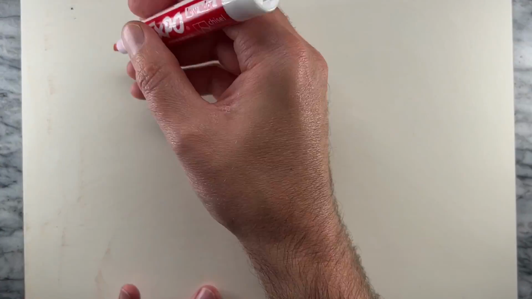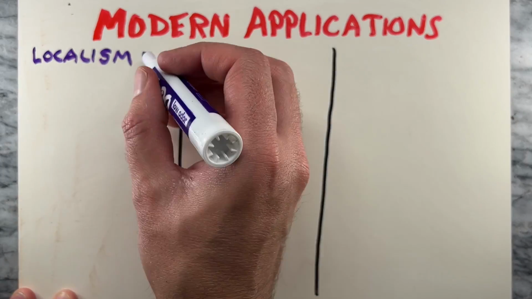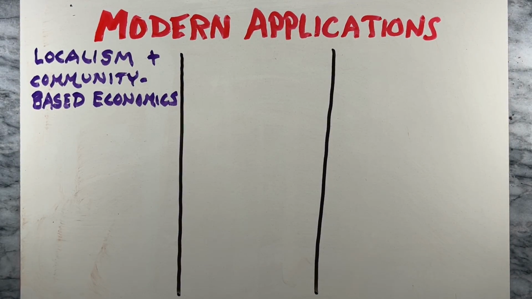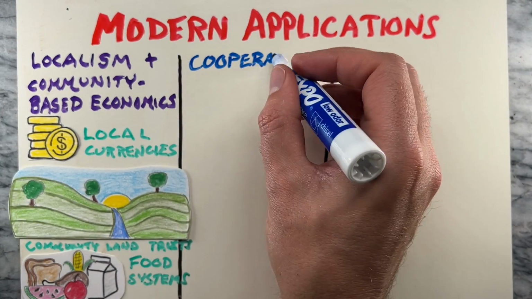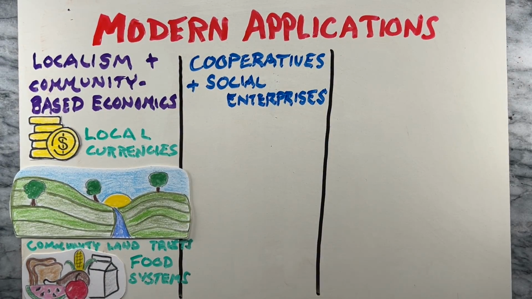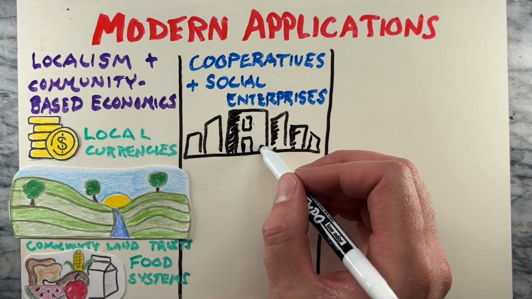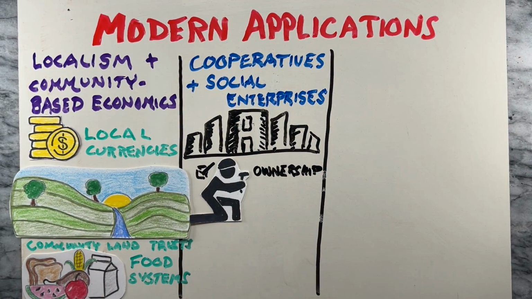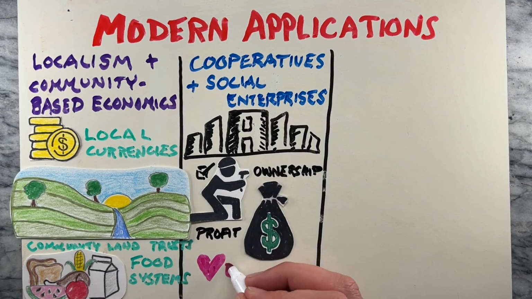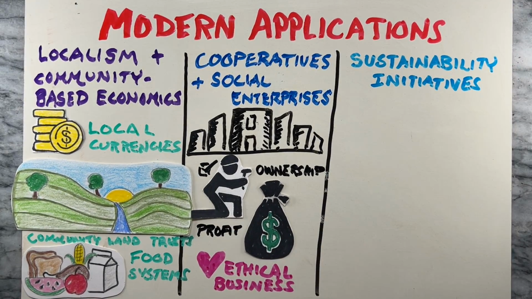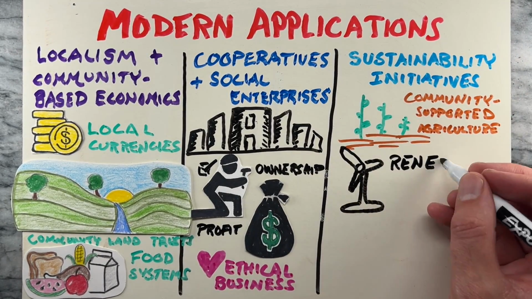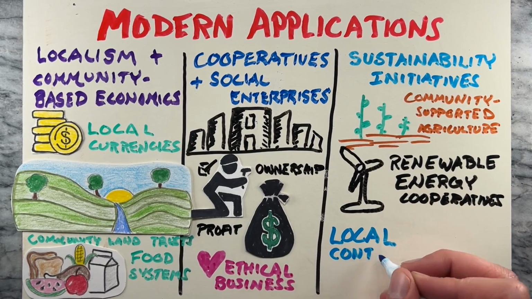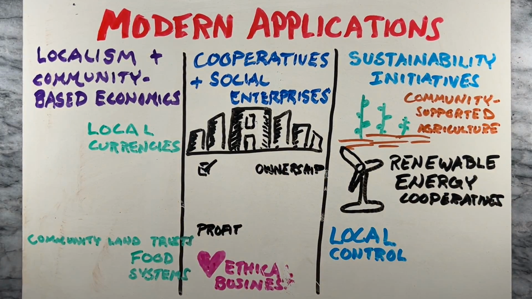Now let's look at three modern applications of distributism. First is localism and community-based economics. Elements of distributism can be seen in movements that promote localism, such as local currencies, community land trusts, and local food systems. Second is cooperatives and social enterprises. Modern cooperative businesses and social enterprises often embody distributist principles by emphasizing worker ownership, shared profits, and ethical business practices. Third is sustainability initiatives. Many sustainability initiatives such as community-supported agriculture and renewable energy cooperatives reflect distributist ideals by prioritizing local control and environmental stewardship.